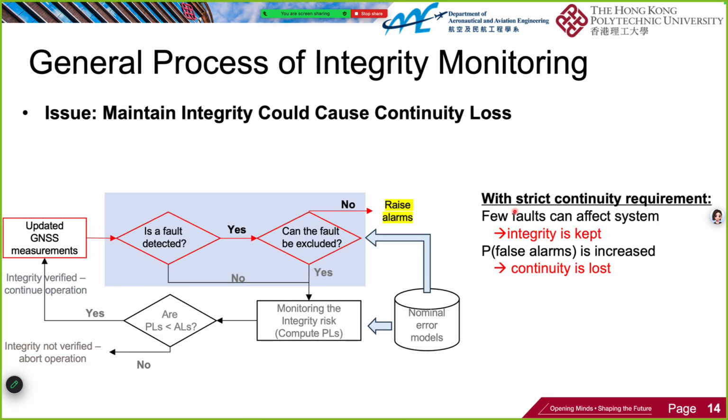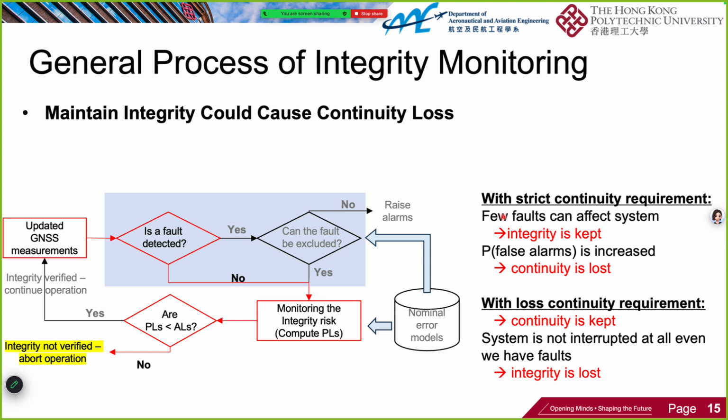Now we come to an important point. In integrity monitoring, we need to consider both integrity and continuity. If we try very hard to maintain integrity, this may also cause loss of continuity. For example, if the continuity requirement is too strict, only few faults can affect the system, so the integrity is kept. However, the probability of false alarms may increase. Then the system may stop more often and the continuity becomes worse.